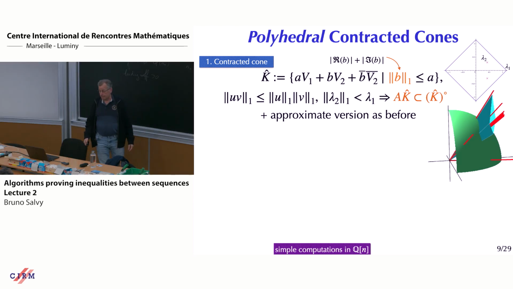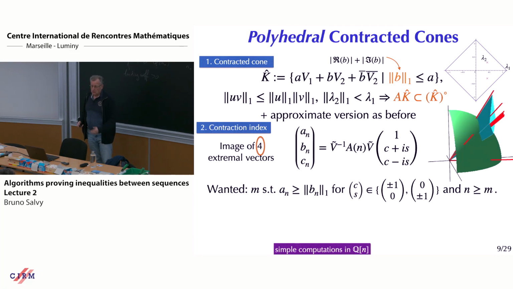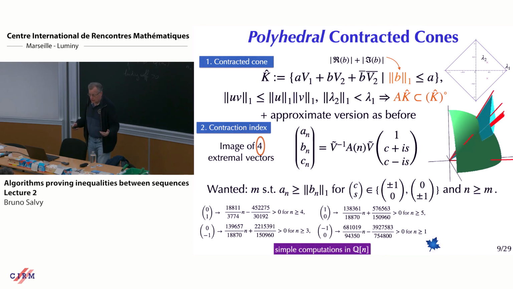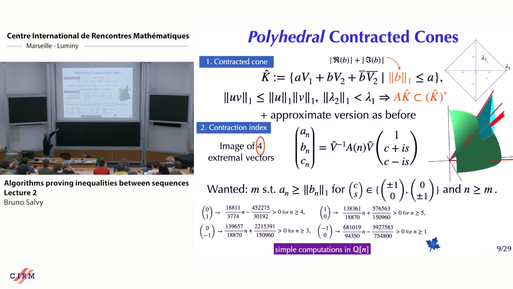So now what do you have to check? You have only 4 extremal vectors, not an infinite number of them. And for each of them, you check the image. Everything is rational. I'm not going to show you the demo, but it's really clear. And you just have to check that linear polynomials are eventually positive, and that's something a 3-year-old could do. No. Well, anyway, that's something that's easy.